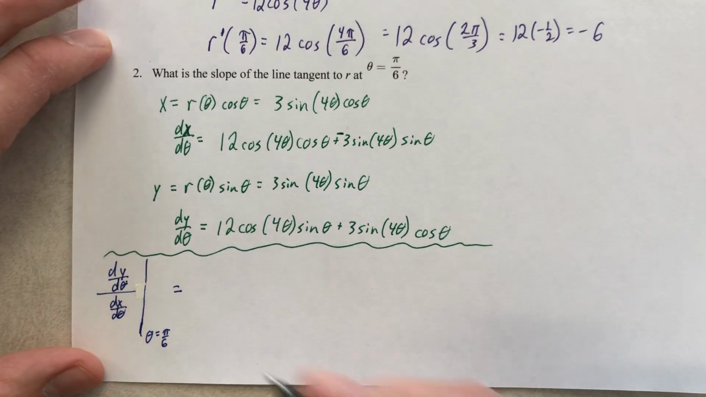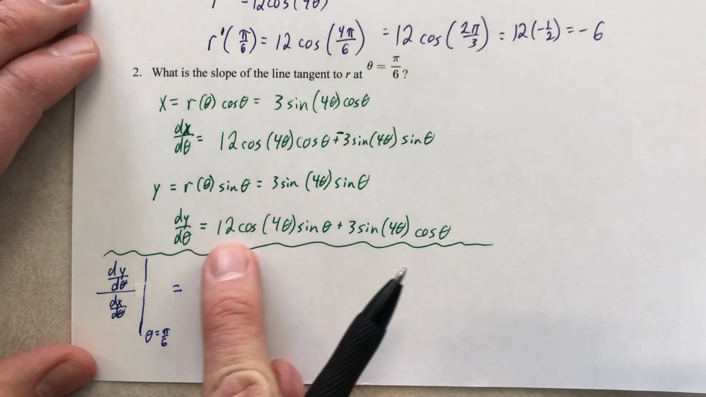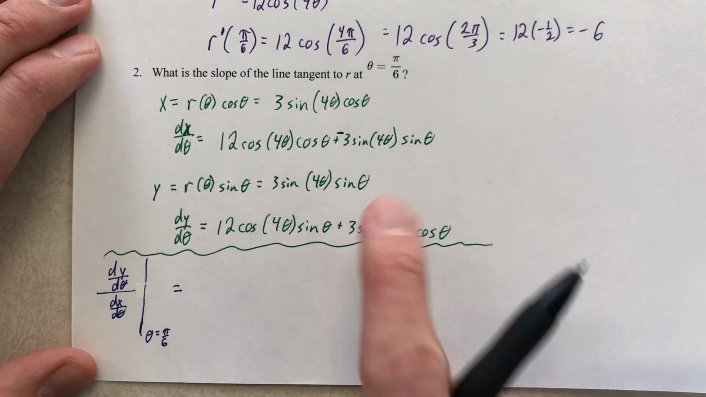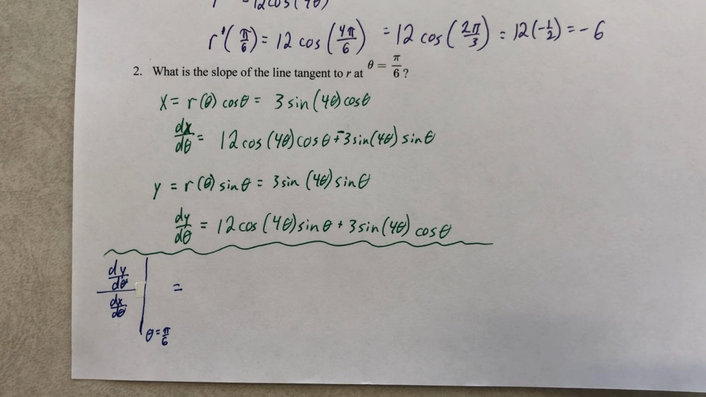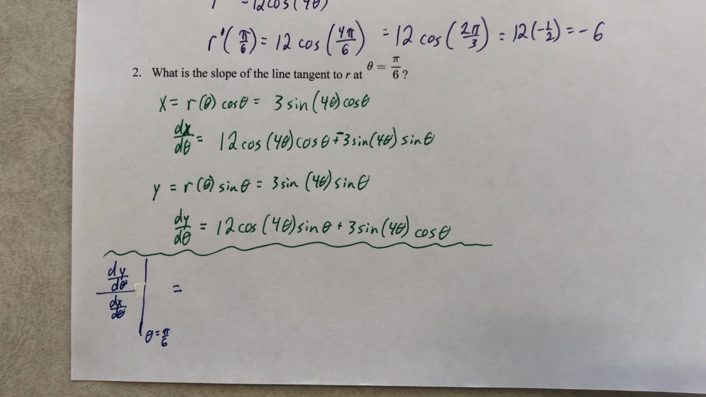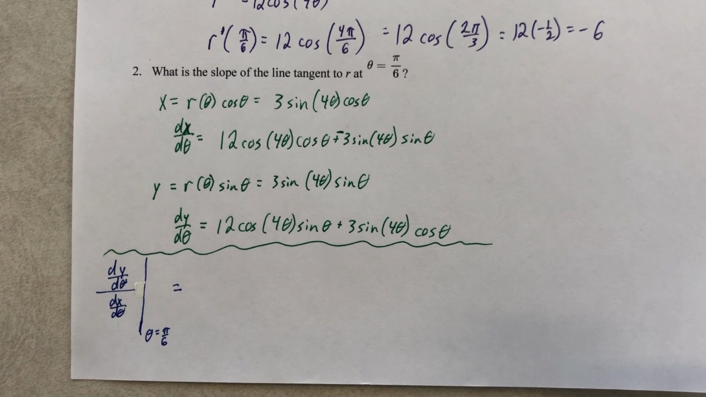So this is going to be dy d theta divided by dx d theta, and I'm going to plug pi over 6 in for that. I'm going to do as much of this as I can without a calculator. It's going to get nasty, y'all. It's going to be gross. So bear with me. I'm going to go fast.